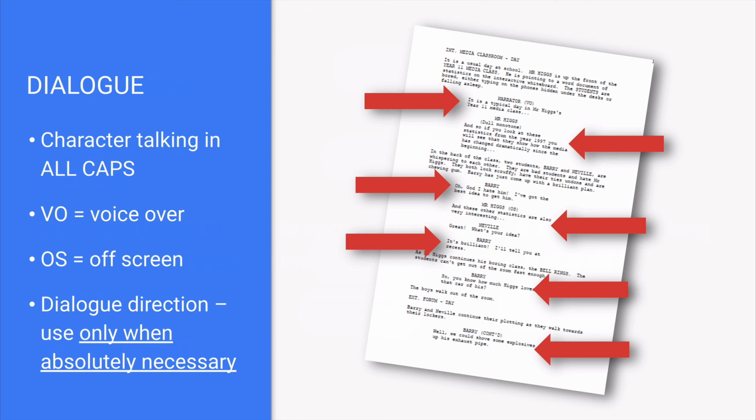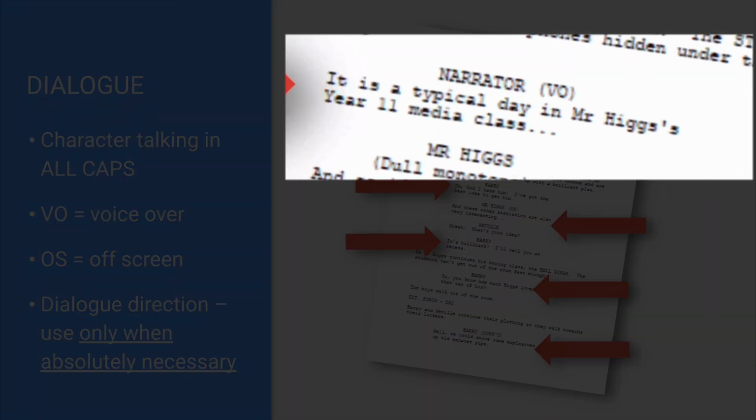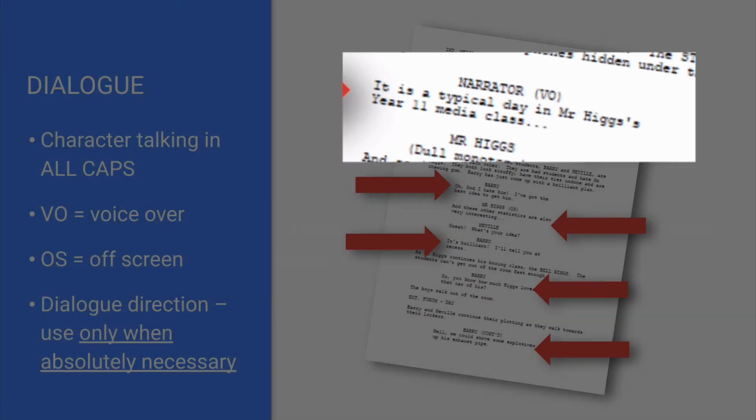Okay, dialogue. You can see that we have the name of the character who's talking in all caps, followed by what they're saying. You can see that the dialogue is indented from the side. So when you look at the page of a script, the dialogue should stand right out, and you will be able to see how much dialogue there is in a scene just by a quick glimpse at the page. There are a couple of abbreviations in there. Up the top we've got the narrator, and next to the narrator we've got VO, which stands for voiceover. So if we can hear the character but they are not in the scene, it's a voiceover.